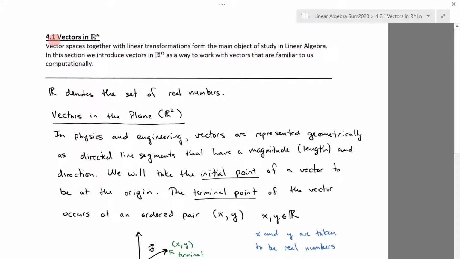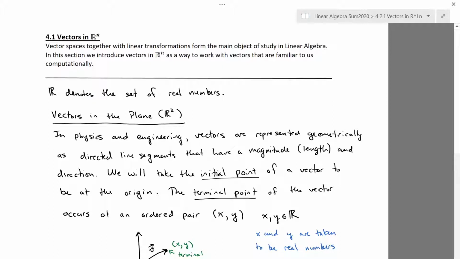In this video, we're going to discuss vectors in Rn. This chapter and the next few chapters will discuss vector spaces and linear transformations, which form the main object of study in linear algebra. In most applications, when we apply linear algebra to a problem, it boils down to understanding what the underlying vector space is and what the appropriate linear transformations for the problem are.